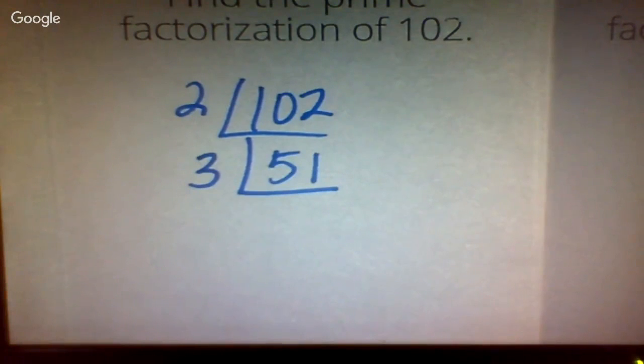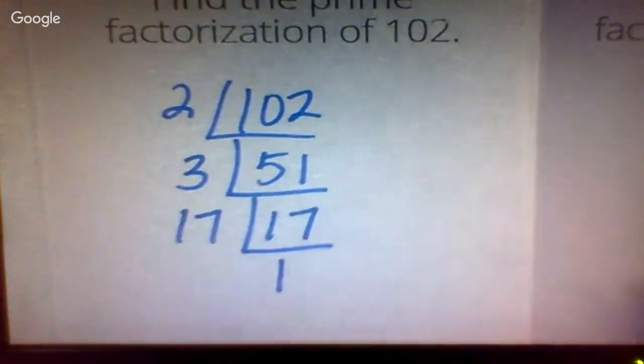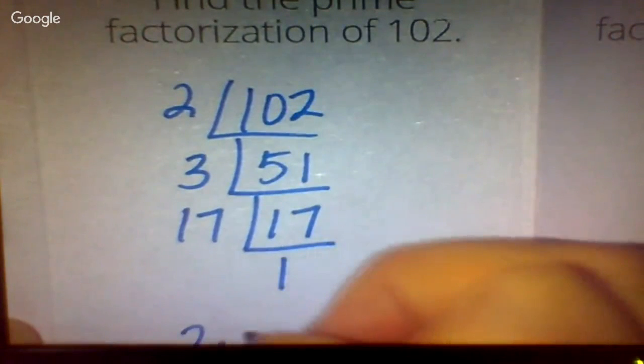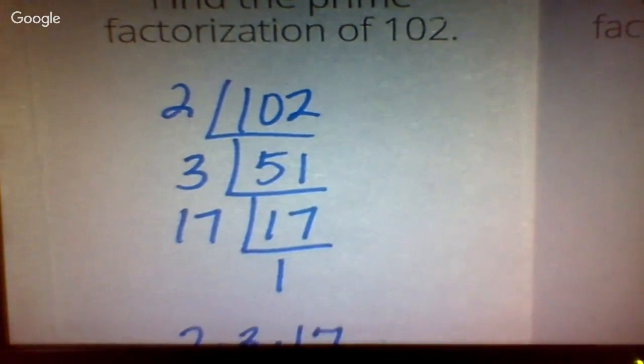What do you get, though, when you divide 51 by 3? 17. Next album. And that's it. 17 is prime. So your final is 2 times 3 times 17.